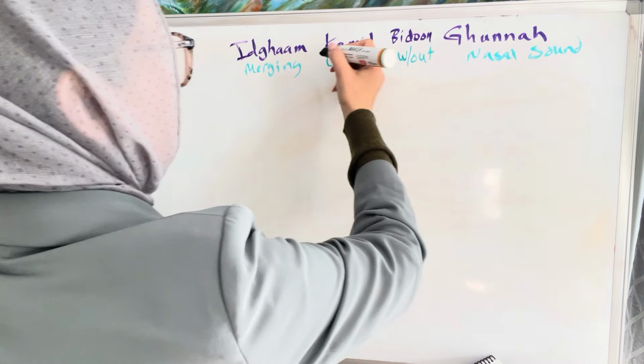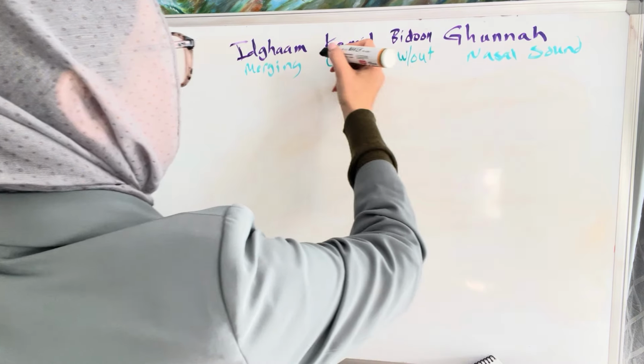All right. So again, this is idgham. We're merging it, but there is no ghunna sound. All right, so let's go ahead and read this. How are we going to read this? So we come across the tanween followed by wow. And then in this case, we have tanween followed by ya. This is the tanween, and then immediately right after that, we have the letter ya. And then we have tanween followed by that letter wow.